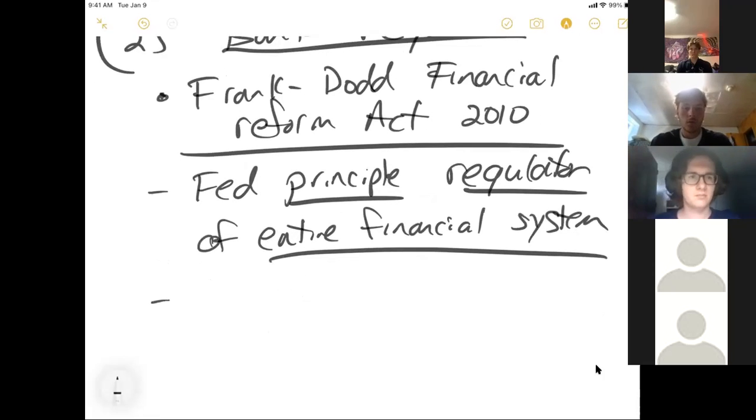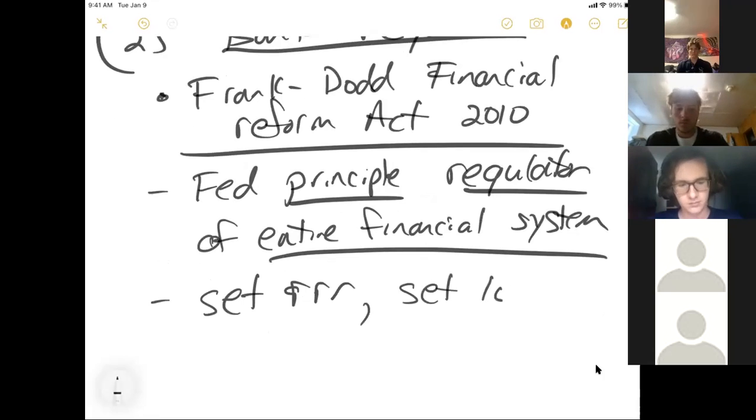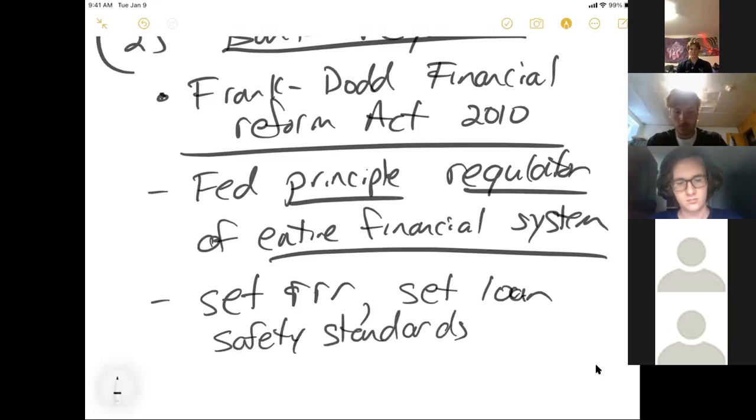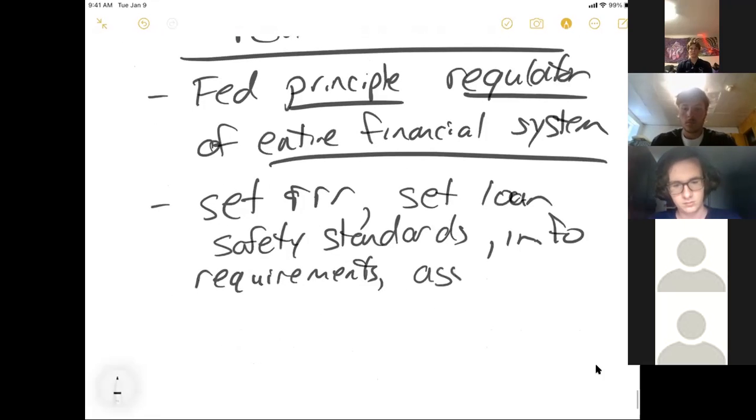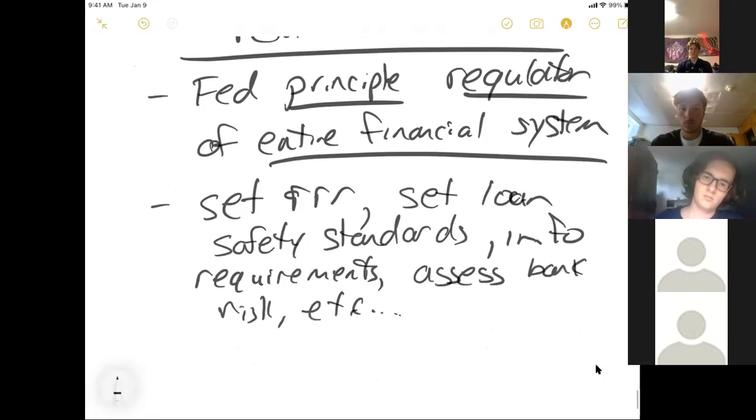So what this means is that the Fed can do a whole bunch of stuff, like set the required reserve ratio. Set loan safety standards. Set information requirements. Assess bank risk. Et cetera, et cetera, et cetera.